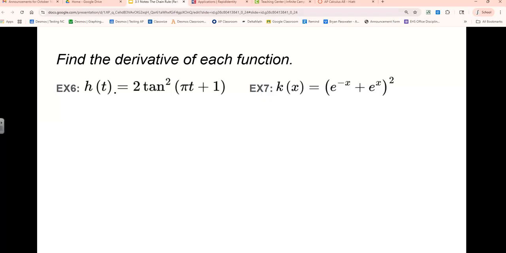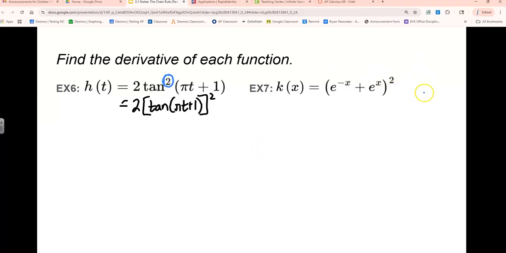Let's skip 6. It's very, very similar to 5. I'll just show you, you would need to think of this as 2 tangent of pi t plus 1 to the second power. So anytime you see that little square on the trig, it's going to be a chain rule. They're probably a double chain rule.